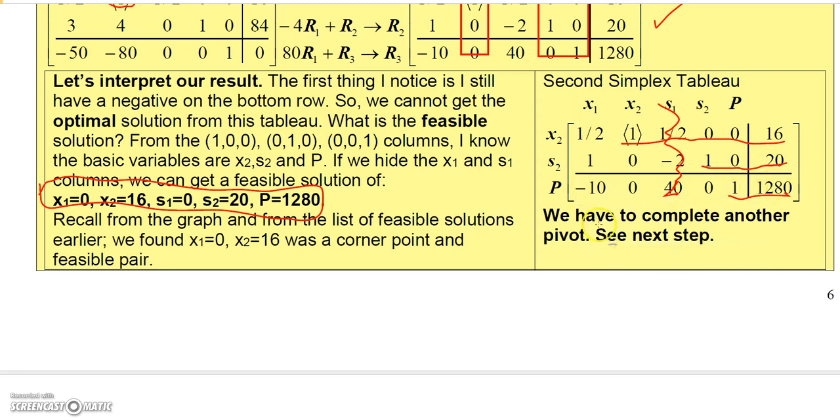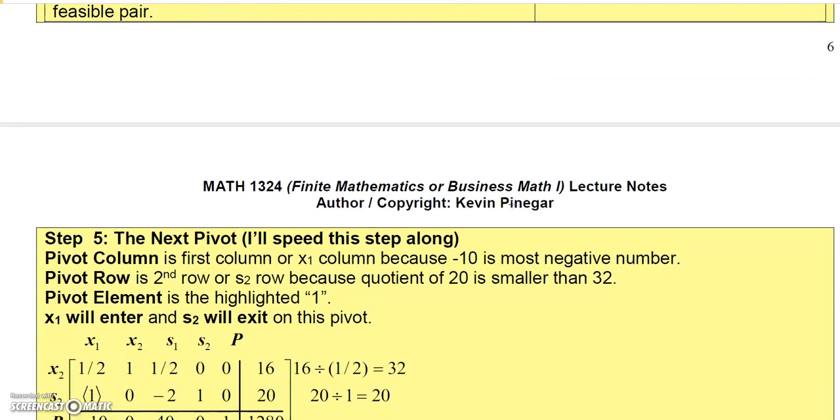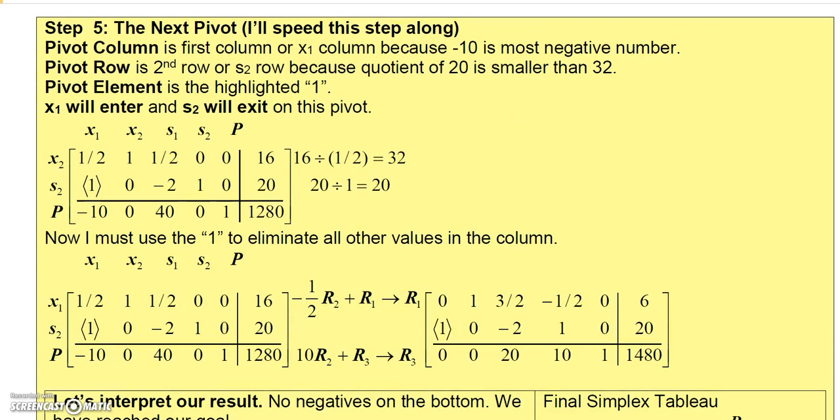But we noticed that we still had a negative 10 down here on the bottom row. So we're going to have to go through another pivot, because as long as we have a negative on this bottom row, we have not reached the optimal solution yet. If you'll remember from the last video, the way you determine where you're going to pivot is you find the most negative indicator. Since there's only one negative indicator on the bottom row, this column must be the pivot column.